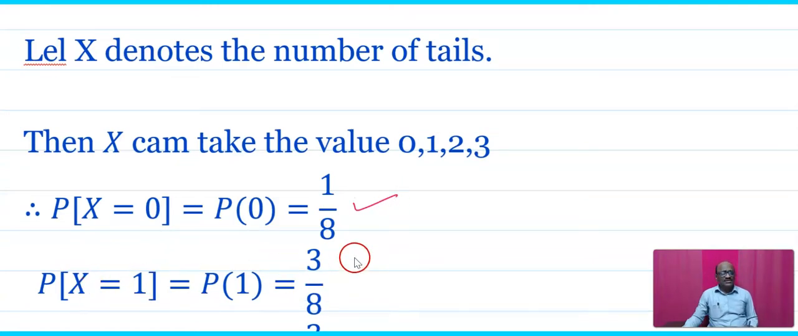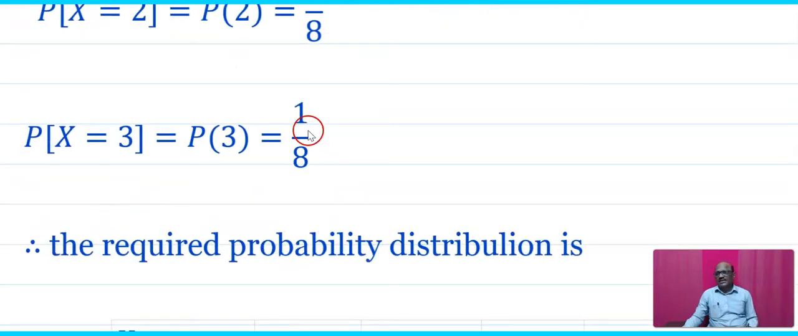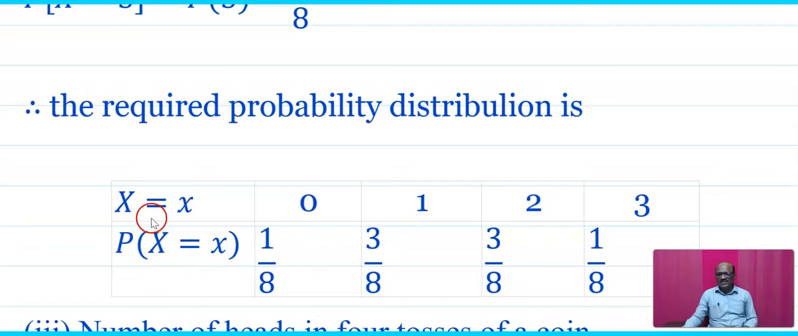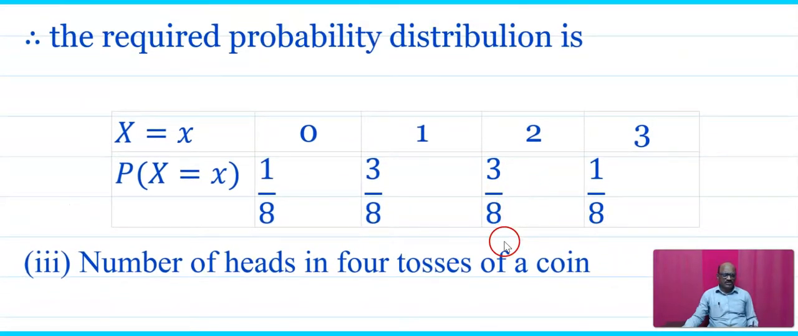1 tail, it's 3 times. That is 3 by 8. 2 tails, again 3 by 8. And 3 tails, it's again 1 by 8. The required probability distribution is: 0 tail, 1 tail, 2 tails, 3 tails, with probabilities 1 by 8, 3 by 8, 3 by 8, and 1 by 8. And in this way, we get the probability distribution.